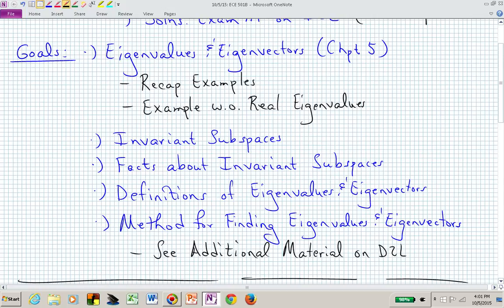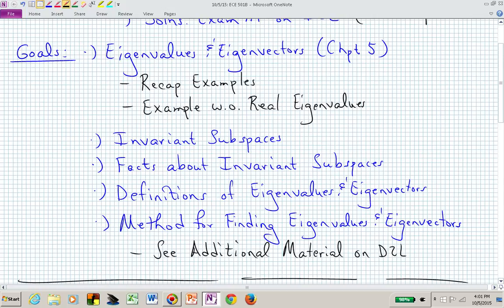And invariant subspaces, right now you might just think eigenvector. That's one way of thinking about an invariant subspace. Then we will just sort of state some facts about invariant subspaces, and that really pertains to the null space of an operator, the range space of an operator.